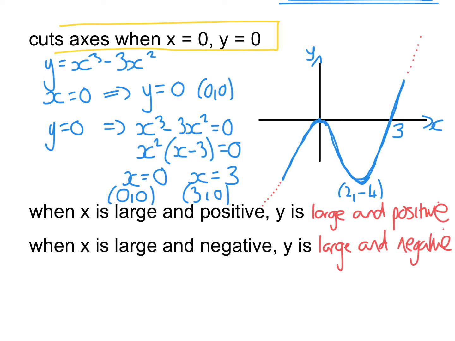And another way of writing this is we could say that as x approaches infinity, then y also approaches infinity. And similarly, if x approaches negative infinity, then y approaches negative infinity as well. It's a short way of writing that, but I prefer the words. Right, let's look at another example.